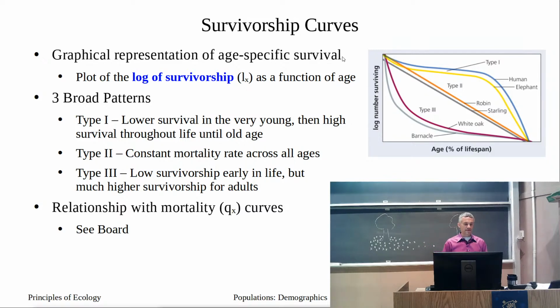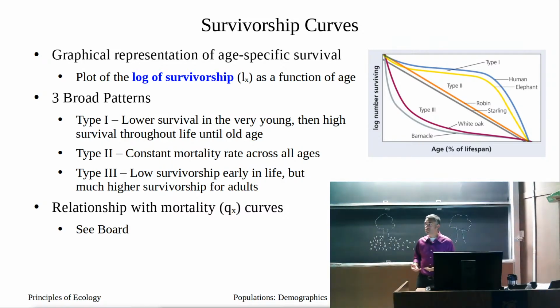So let's talk about these patterns. A type 1 survivorship curve is typical of longer-lived organisms, humans, elephants. These are organisms that take care of their young. They invest a lot in their offspring, and because they're investing a lot, they tend not to have a lot of offspring, especially at each reproductive event, probably only having one or two or a few.